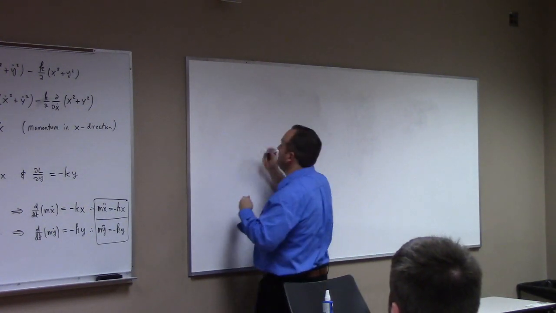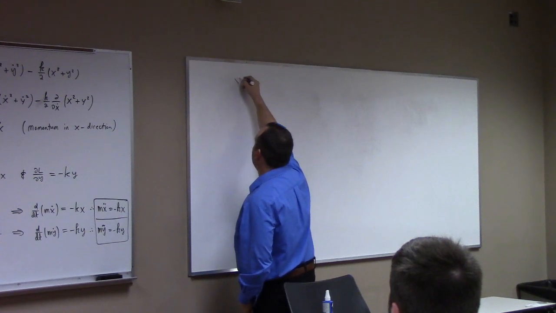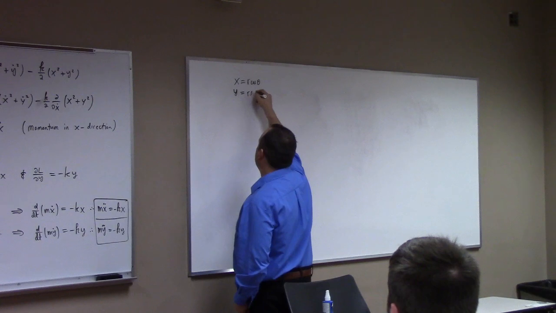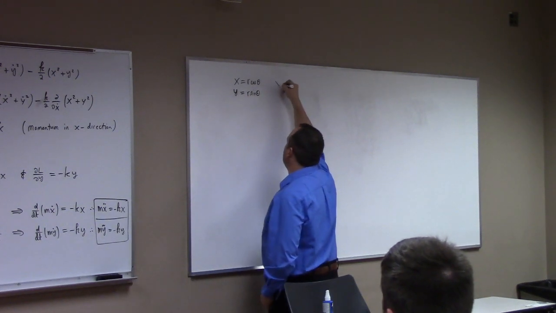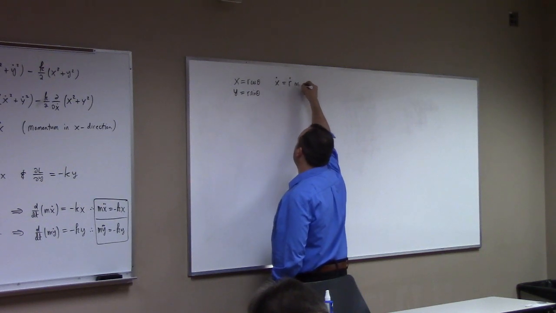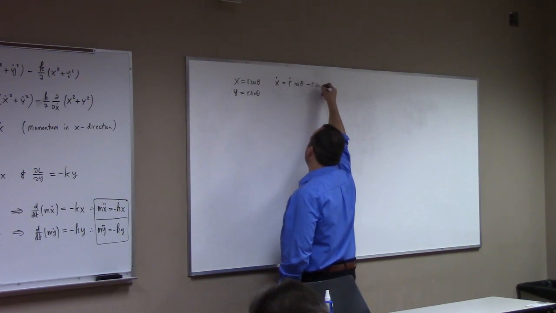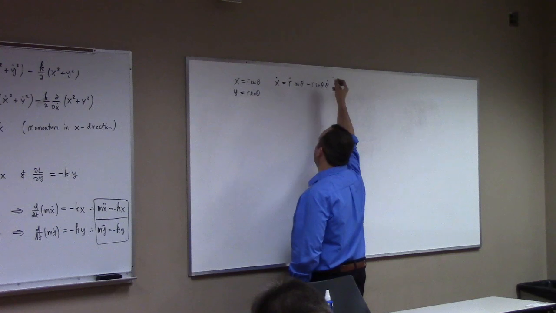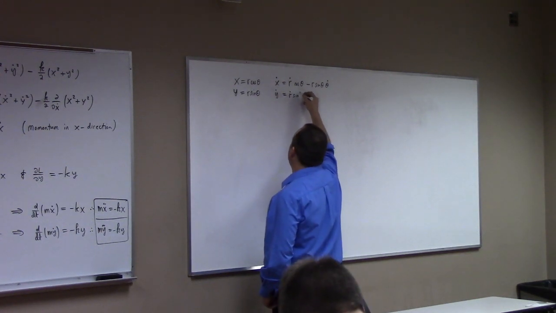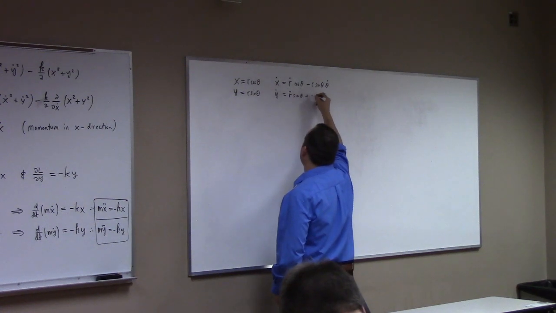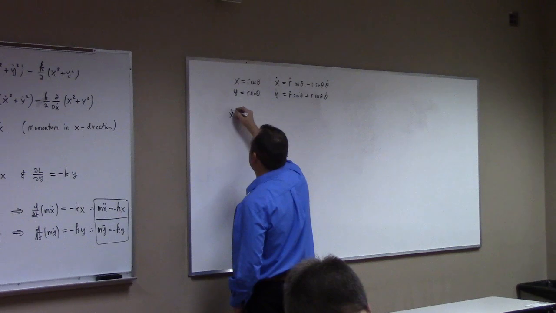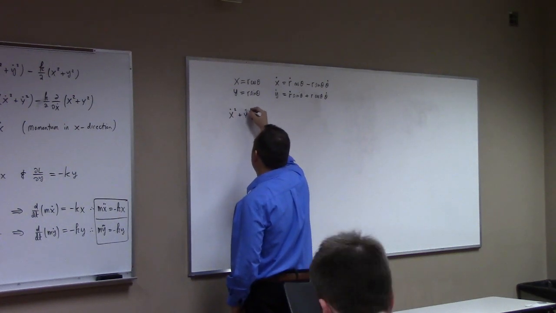So in polar coordinates, we have x equals r cosine theta, y equals r sine theta, right? So what's x dot equal to? x dot is equal to r dot cosine theta minus r sine theta theta dot. And y dot is equal to r dot sine theta plus r cosine theta theta dot, right? So if you look at x dot squared plus y dot squared, what do you get?